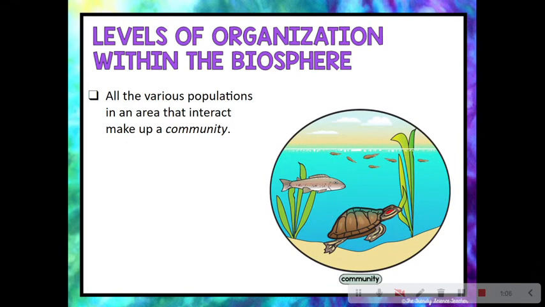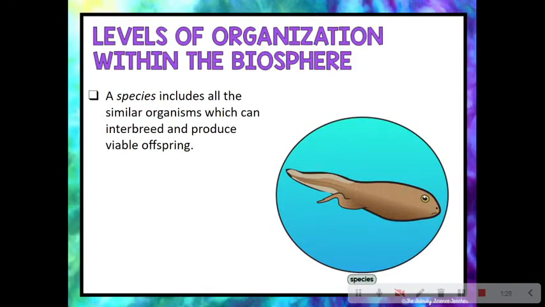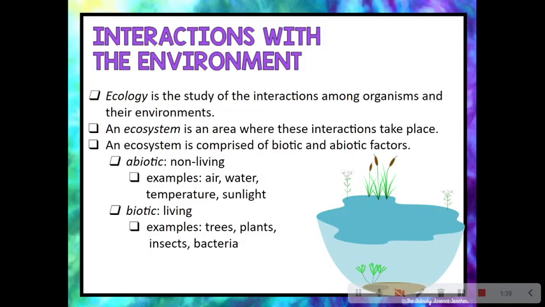Now, all the various populations in an area that interact will make up a community. A population is a group of the same species that can interbreed and still have fertile offspring. So, a species includes all of these similar organisms which can interbreed and still produce viable offspring.